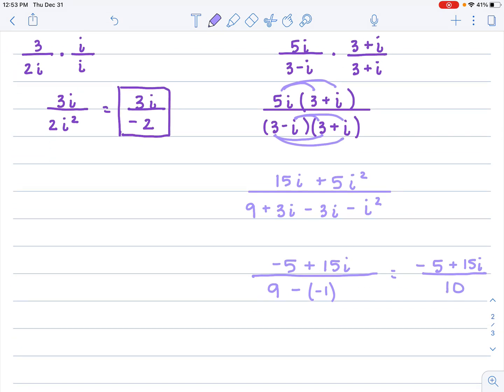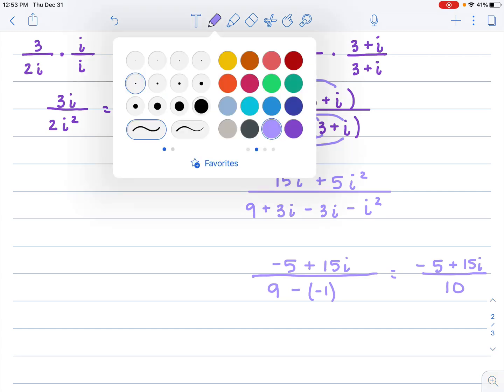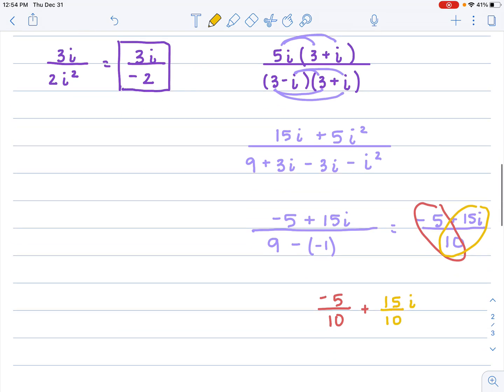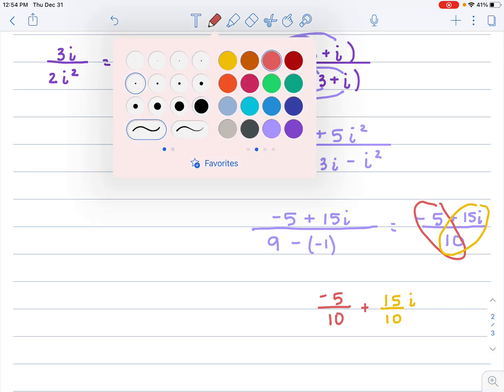Okay. Now that's a good answer here, but remember, when we're working with imaginary or complex numbers, we want to write it in that complex number form where we have our real number plus our imaginary number. So we're going to break this apart here, and here's how I break it apart. I take the first thing here as my first fraction. So I've got -5 over 10 plus, and I take my other part there as my other fraction, 15i over 10.